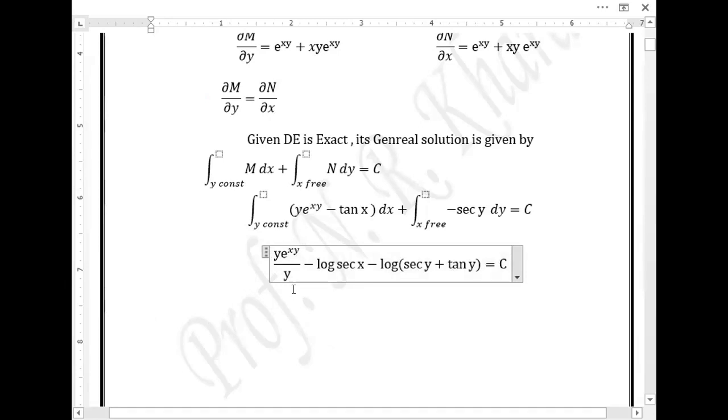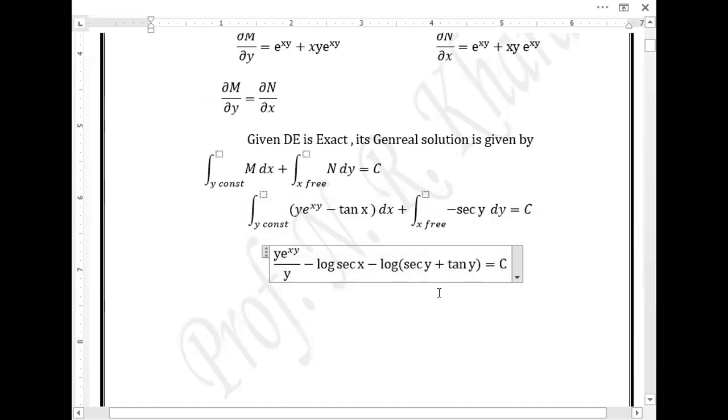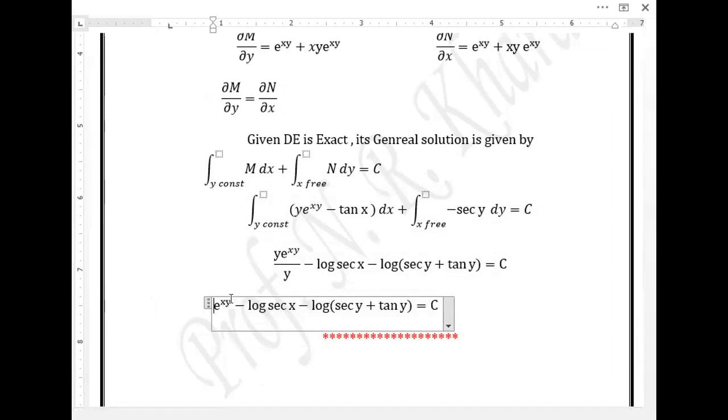That is integration of your e raised to xy is e raised to xy upon y. And integration of your tan x is equal to log of sec x. And integration of your sec y is log of sec y plus tan y. Here x is not present, variable y is here. So we can take the integration of your sec y as log of sec y plus tan y. And after making the cancellation of this y, we get a final solution. And the final solution is e raised to xy minus log sec x minus log of sec y plus tan y is equal to c, which is the solution of my given differential equation.